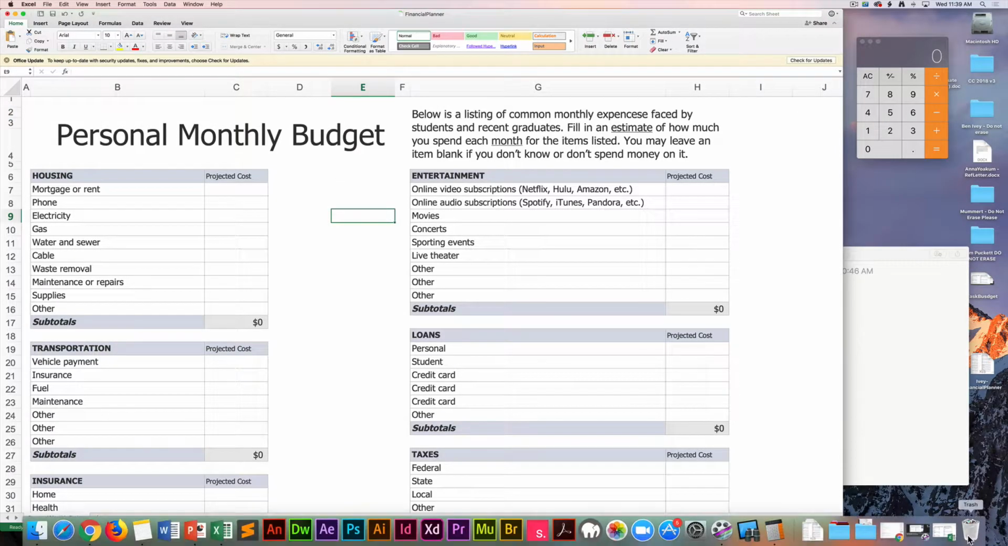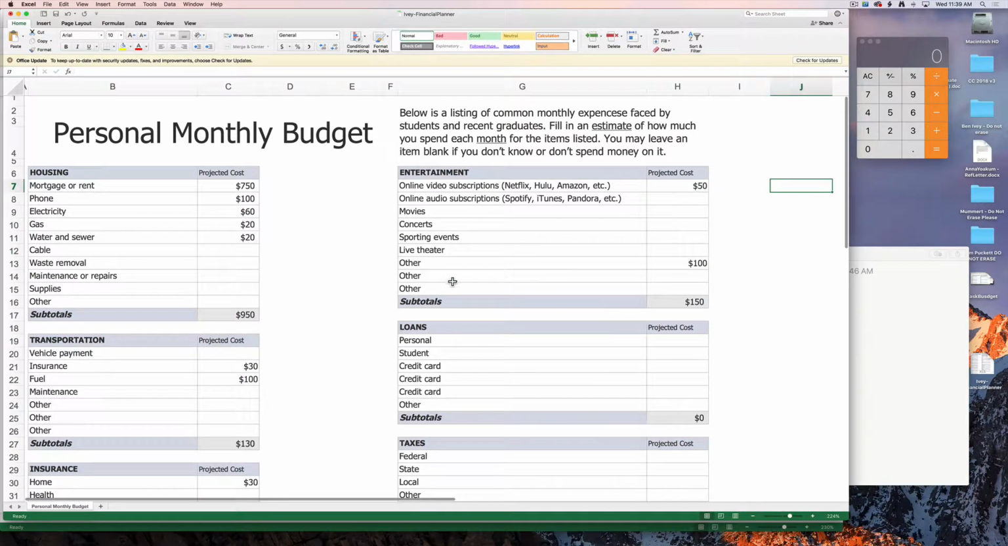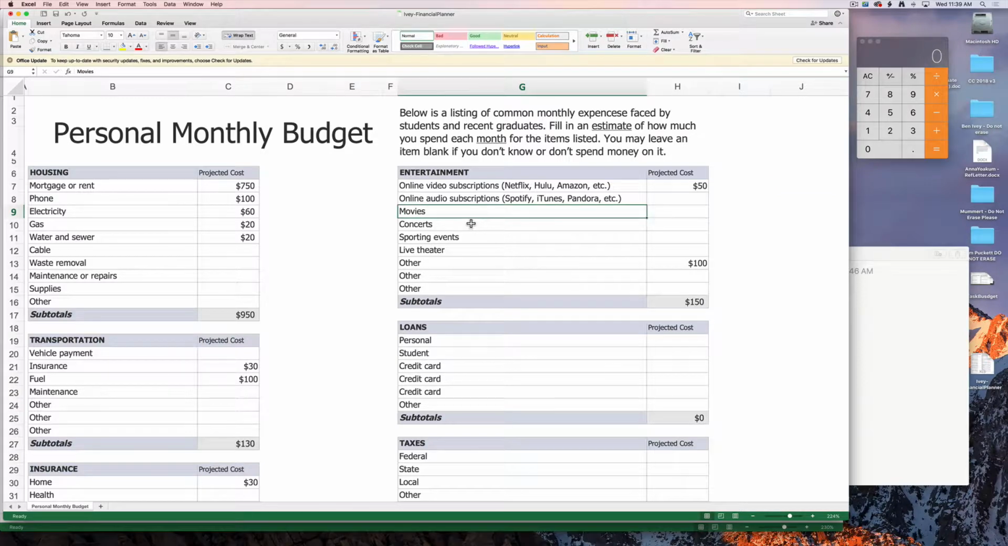To get started, I've already filled out my personal monthly budget, so let me give you some things to think about as you fill out yours. The first thing to note is that if there's any projected cost that you know you don't need, you can simply leave that item blank. You don't have to fill in anything. The other thing you can do is to lump together multiple things. For instance, under entertainment, if I go out on a date, it's going to be to a movie, a concert, or a sporting event. So I just lumped all three of those together under the other and gave it a projected cost in itself.